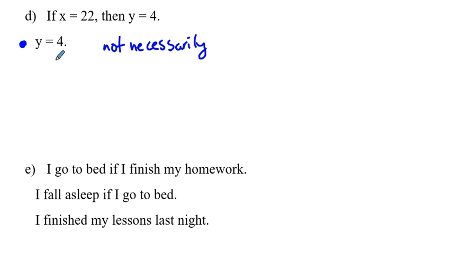It's not necessarily true the other way around, right? We don't know that x has to be 22 if y is 4. X could be something completely different, even if y is 4. So I'll say not necessarily true the other way around. Okay, so we're not going to be able to conclude anything. We'll say nothing on this one.